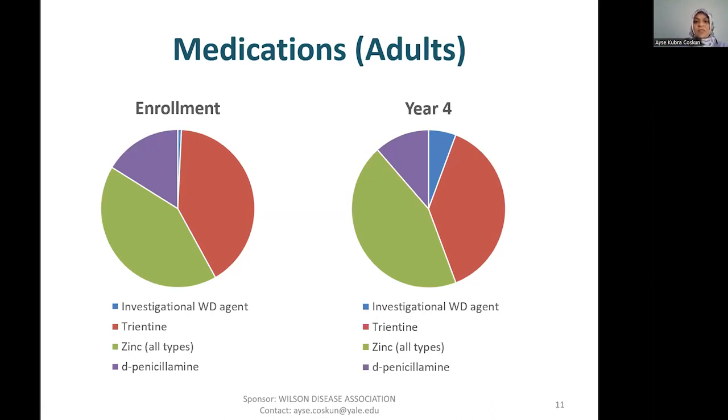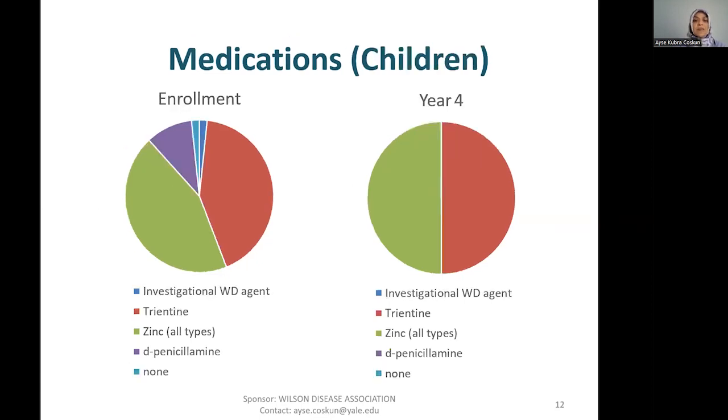Here is another example about the data we collected regarding the Wilson disease medication. Main categories of medications being D-penicillamine, trientine, various types of zinc, and investigational agents. We captured the treatment types and change in time for each patient. On the left, you see distribution of treatment modalities when our patients came in first time, and on the right is what they had at the end of the 4 years. Similarly, here we see the change in medication categories between the enrollment and at the year 4 follow-up among our pediatric patients.